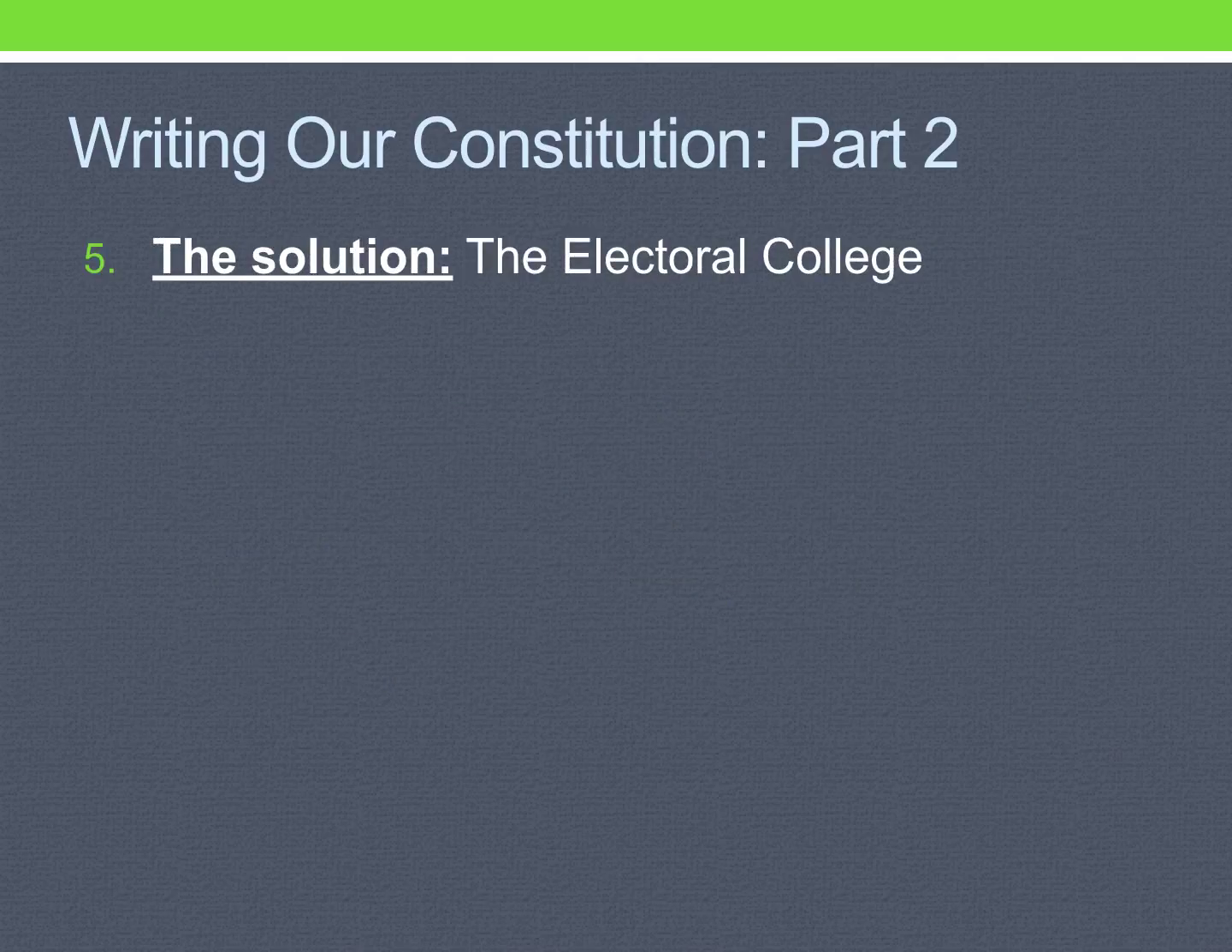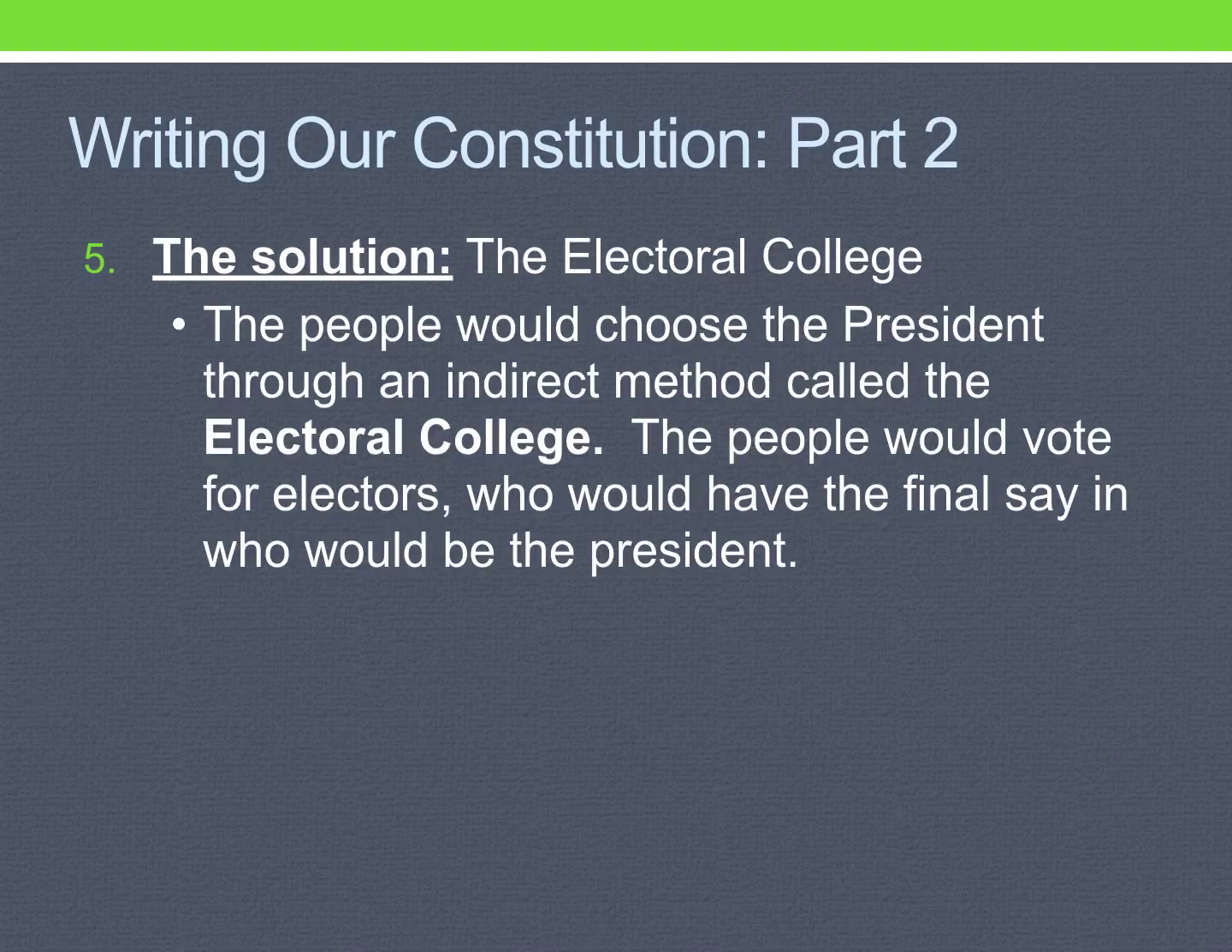And so the solution is what is called the Electoral College. And again, it's a compromise. Neither side gets everything they want. They both kind of get a little bit of what they want. So here's how the Electoral College works at a very basic level. The people will get to pick the president, but they don't get to directly pick the president. They're going to pick the president through an indirect method called the Electoral College.